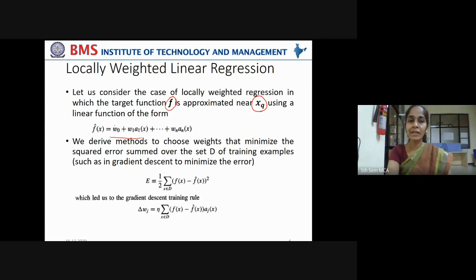Okay, so initially we take the constant w0, a weight when all the other attributes don't play any role. Extreme case, in that case it will have this bias term w0 plus w1 a1(x), the weight w1 assigned to the first attribute, next w2 assigned to the second attribute, and so on, wn weight assigned to the nth attribute. Okay, this is how you formulate a linear equation for weighted regression. Now we derive methods to choose weights that minimize squared error.